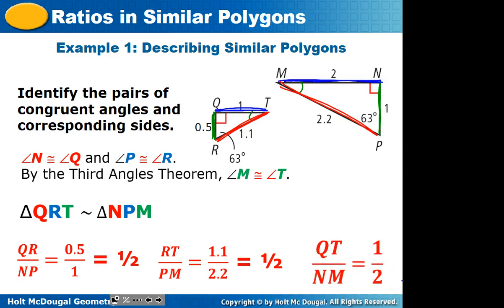Now, the important part of this is that we get the same ratio all 3 times. And because we get the same ratio all 3 times and all the angles are congruent, the two conditions for these shapes to be similar are met. So we can then say that triangle QRT is similar to NPM.